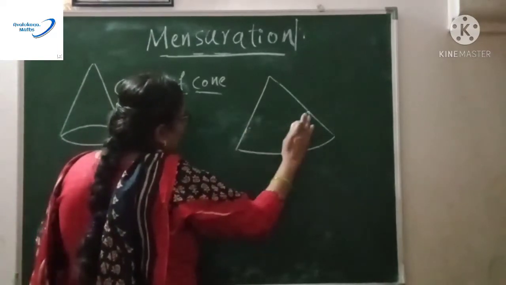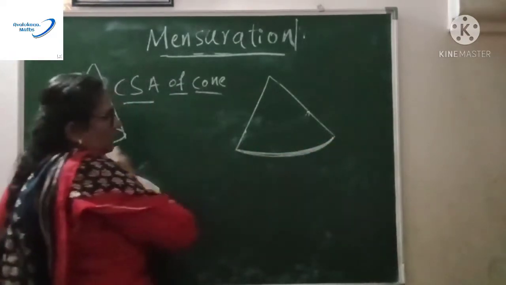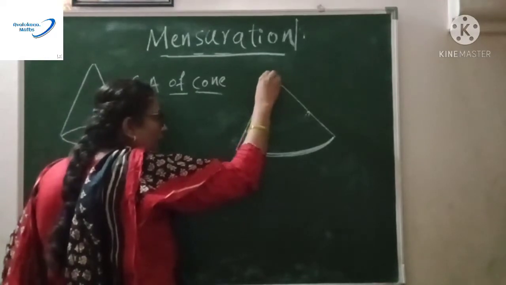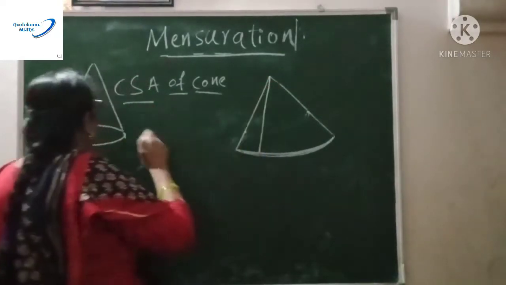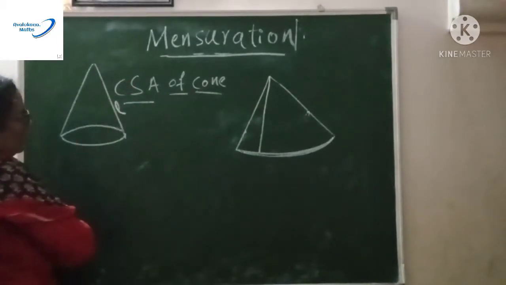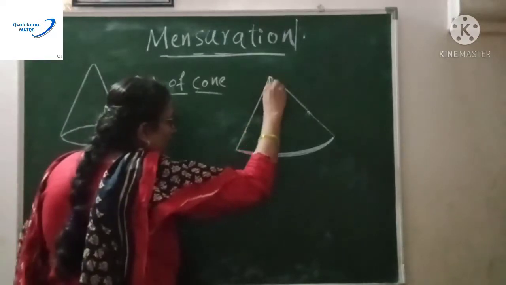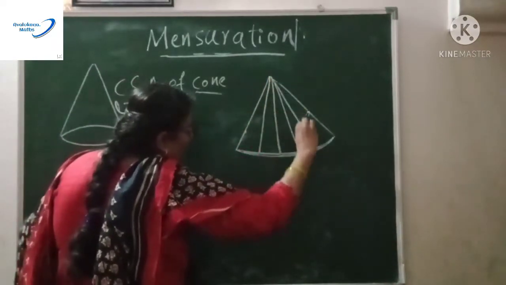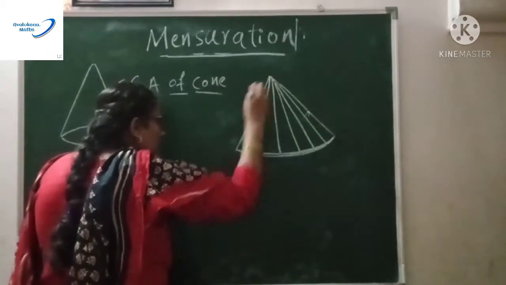Very simple. First, this is circular in shape. This is an arc of a circle. Now what I am doing is dividing this part into triangles like this. This is called the slant height, and it is represented by L. If I divide this area into triangles, I can cut it into triangles like this.